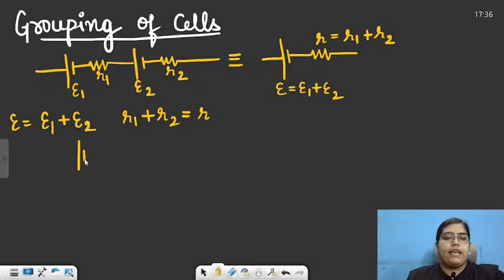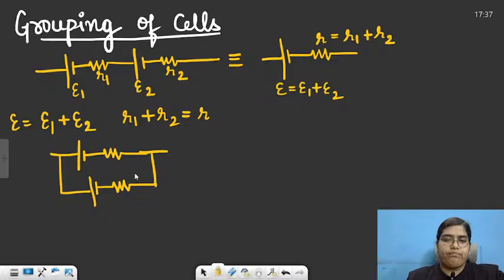And if the cells are connected in parallel, so this is your first cell, this is your second cell, and like this they are connected in parallel. Then what will happen?